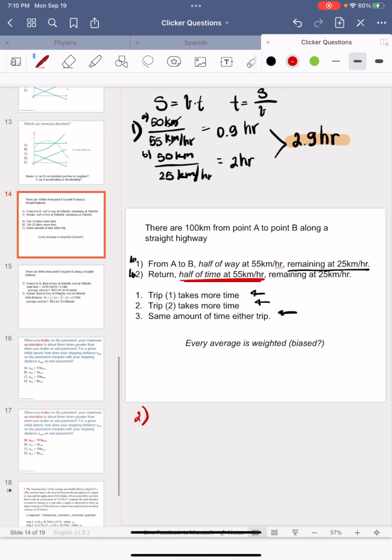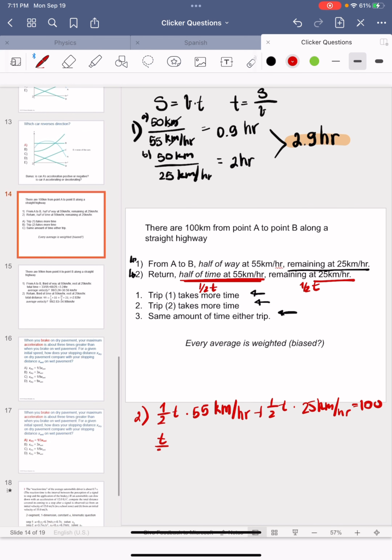All right, for the second trip, we know that it returns half of the time at 55 kilometers per hour, remaining at 25 kilometers per hour. So let's say that half of the time here, one half of t, and one half of t here, right? So it will give us 1/2 t times 55 kilometers per hour, times velocity will give us distance, plus 1/2 t times 25 kilometers per hour, and we know that the object traveled 100 kilometers, right?